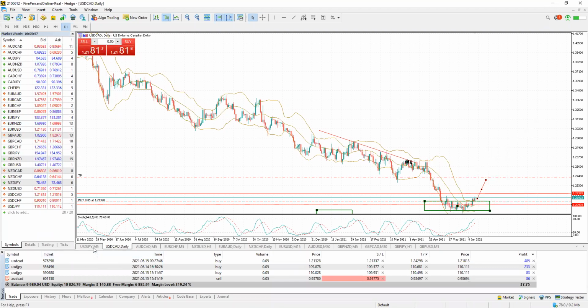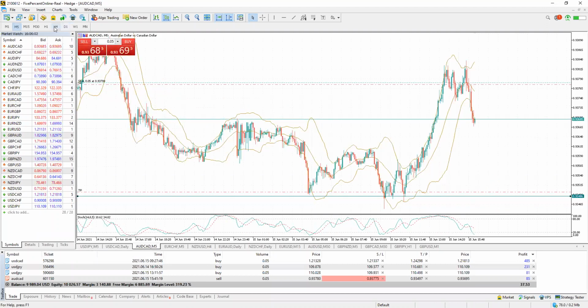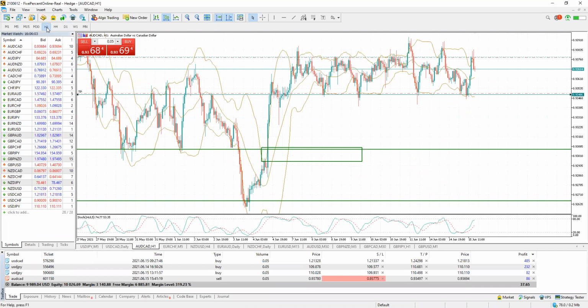The second position I have is on the Australian CAD actually. I took this trade a few minutes before, I'd say 20 minutes before the trading room. I saw a little consolidation, so I just sold the setup here. I will try to maximize my profit by buying just at this support.